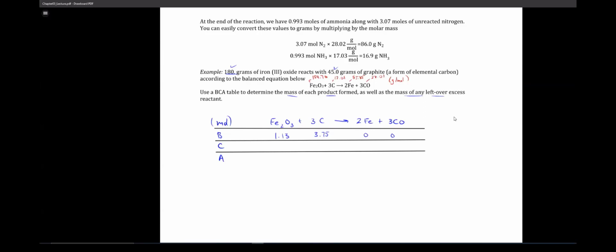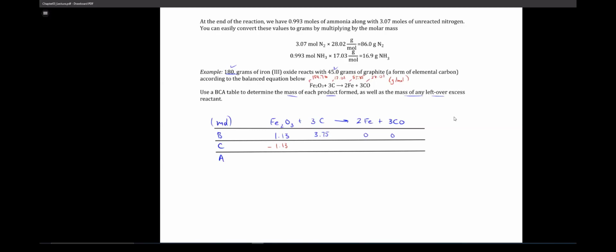Change. Let's assume, and we're going to do this with a pencil, that the iron(III) oxide is the limiting reactant. If it's the limiting reactant, then what would have to go here? We lose all of it: minus 1.13.